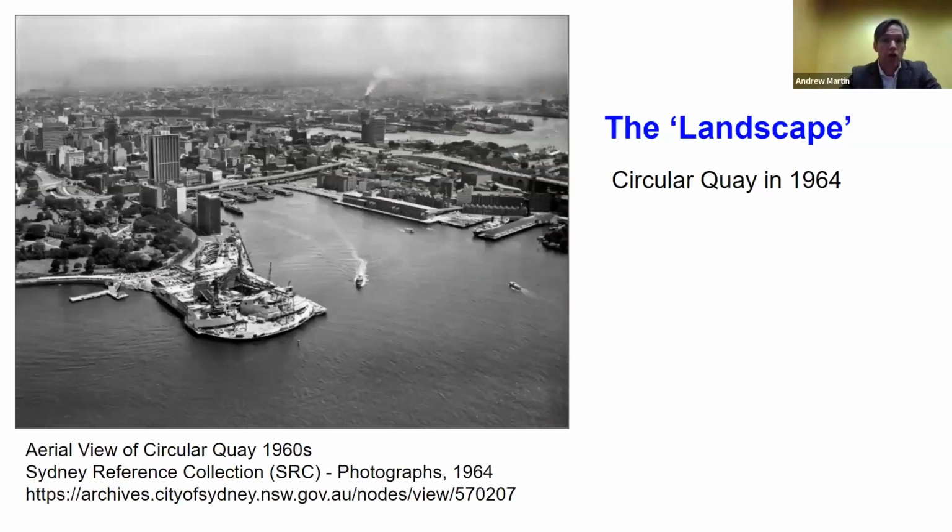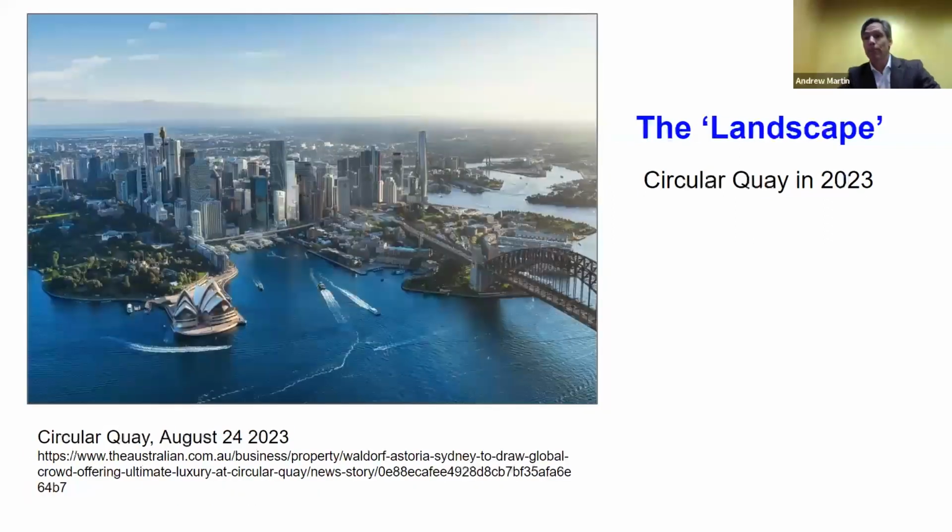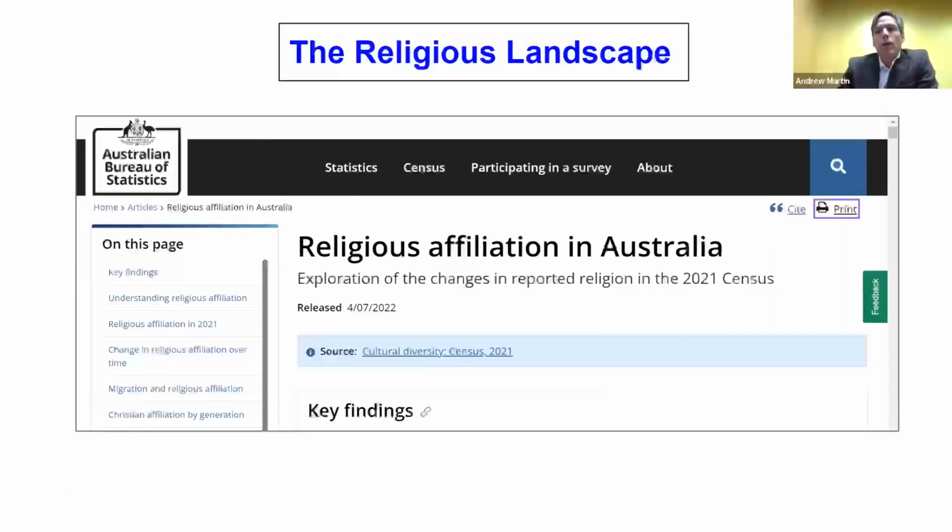Here is the same area, Circular Quay, in the 1960s. So what do we see? What don't we see? We can see the Opera House, for instance, literally being built at that time. And here is Circular Quay today, just a photo taken a couple of weeks ago. So you can see how the literal landscape in Australia over that period has changed quite dramatically. There are things there now which weren't there before. It looks different, the same way the religious landscape has changed in Australia over history.